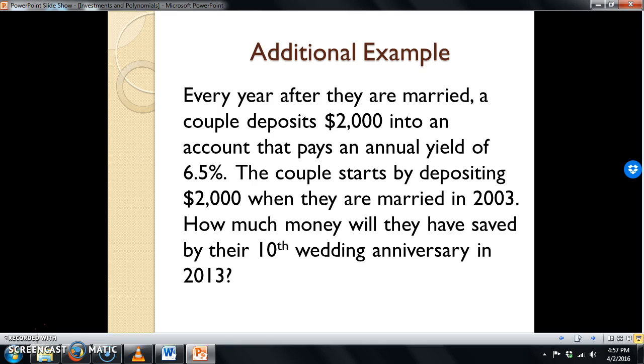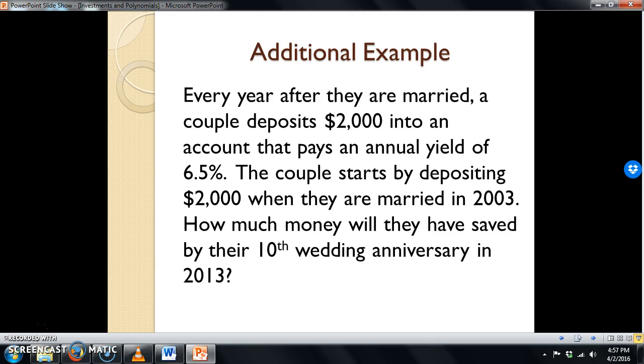Let's take a look at this example. This is interesting. Every year after they are married, a couple deposits $2,000 into an account that pays 6.5%. So start to think about what you think the scale factor is for that. The couple starts by depositing $2,000 when they are married. How much money will they have saved by their 10th wedding anniversary?